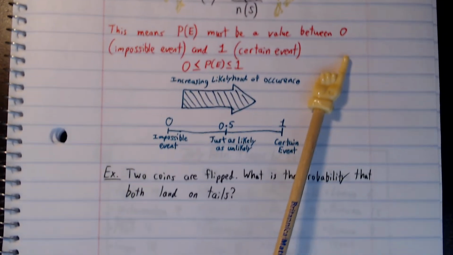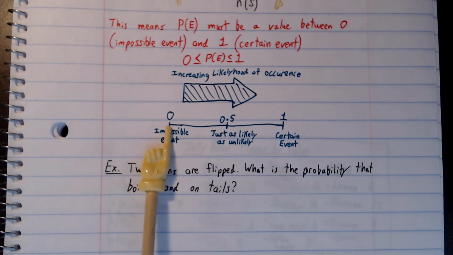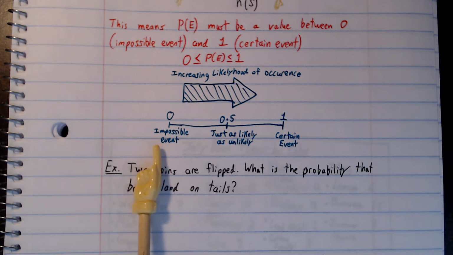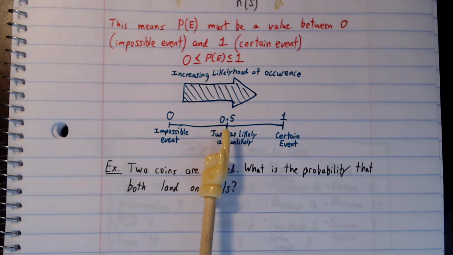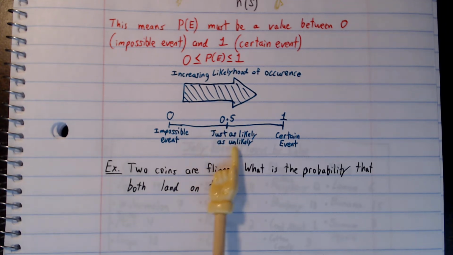That being said, the closer to 0 you are, the less likely that event is to happen. 0 would be impossible for that event to happen. For example, the probability of rolling a 7 on a 6-sided die is not going to happen. There are no 7s there, so it would be 0 out of 6, which is 0. But if you look at something like flipping a coin and landing on heads, there's only 2 options, heads and tails. So you have a 50-50 chance, is what they like to call that. It's just as likely as unlikely to happen.